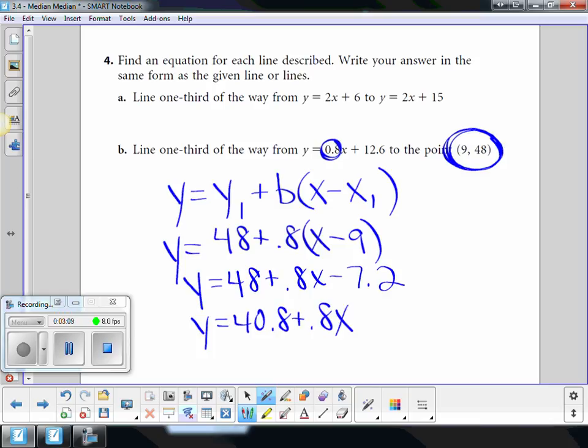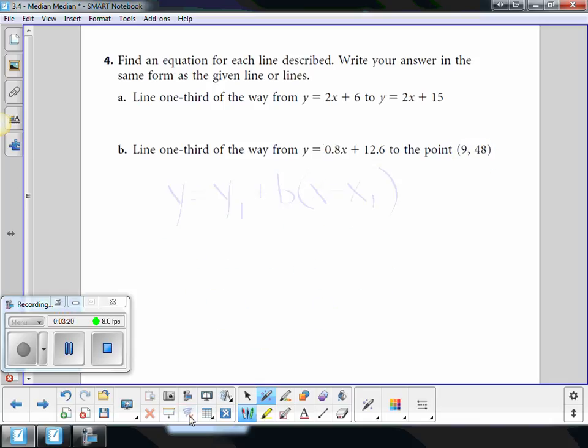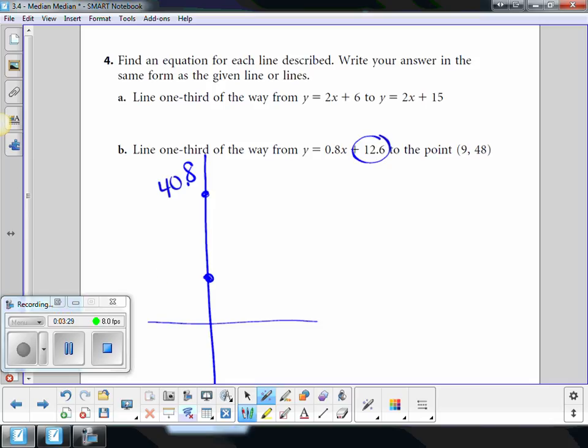Guess what I have right here? The y-intercept of that blue line when I had that crazy drawing up on the board, right? So the y-intercept of that blue line was 40.8. The y-intercept of our original line is 12.6. So what we need to figure out is, how far is this? I'll pause while you think about that. How far is that?